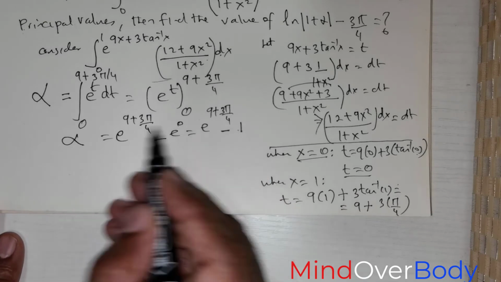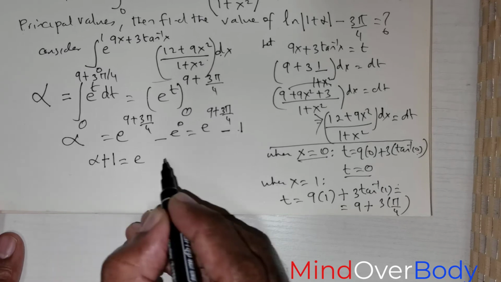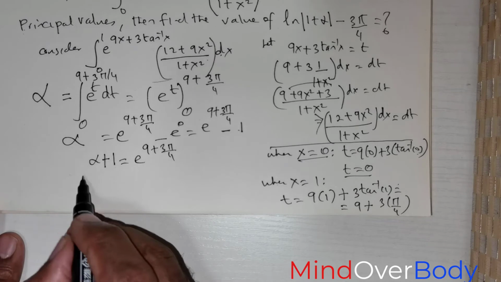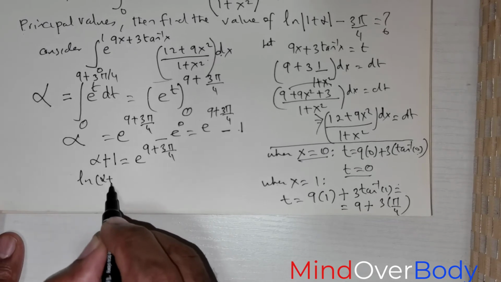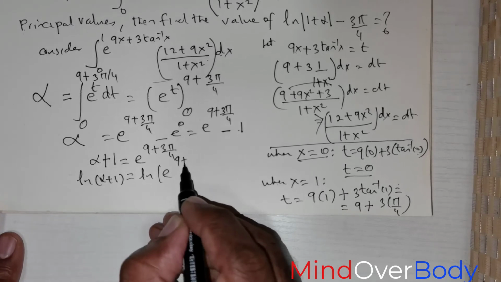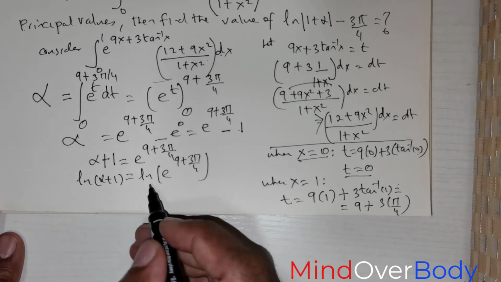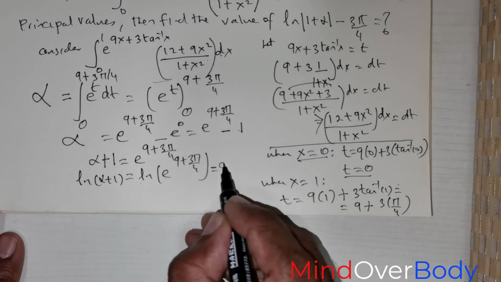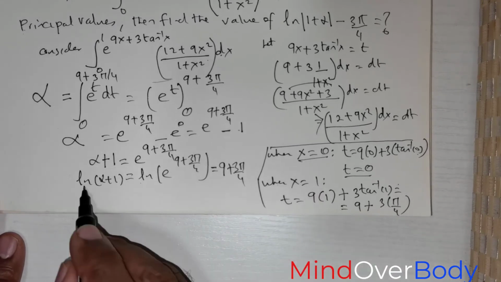So we have got alpha is equal to this. Let me move this 1 to the left side. So this would mean I get alpha + 1 is equal to e raised to the power of 9 + 3 pi over 4. Now let me take ln on both sides. So ln of alpha + 1 is equal to ln of e raised to the power of 9 + 3 pi over 4. Now we know that e and ln get neutralized, so this would give me 9 + 3 pi over 4.